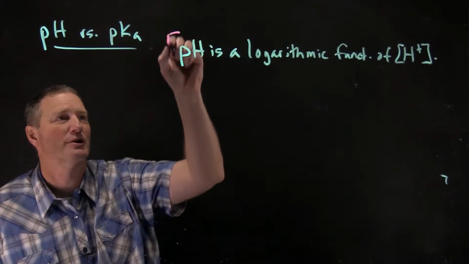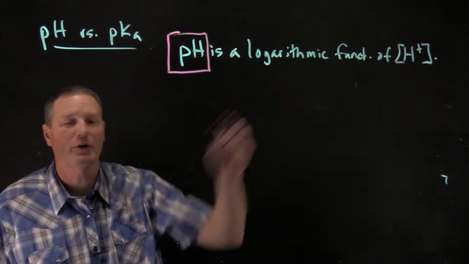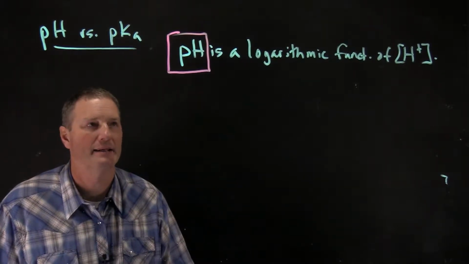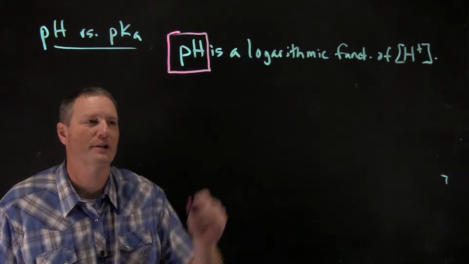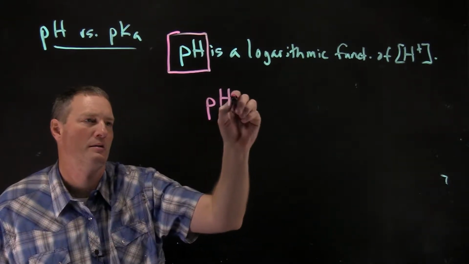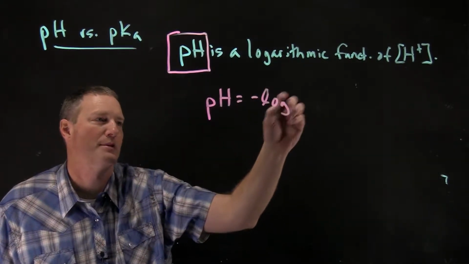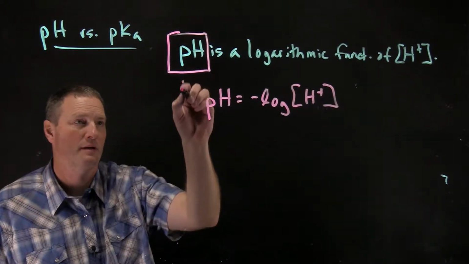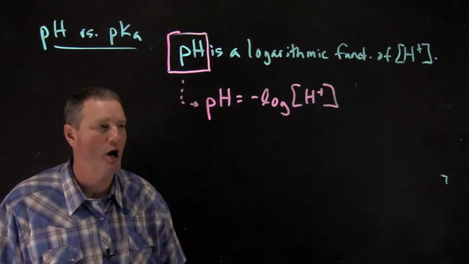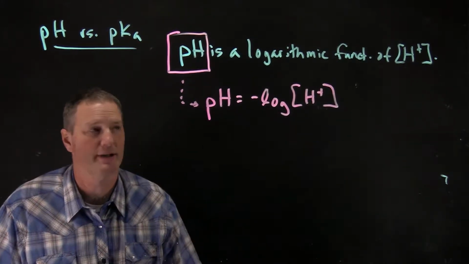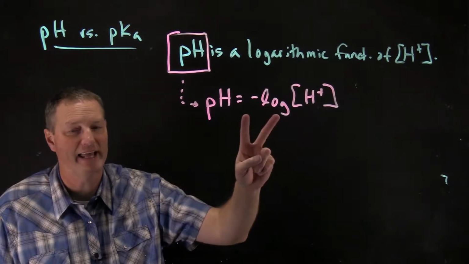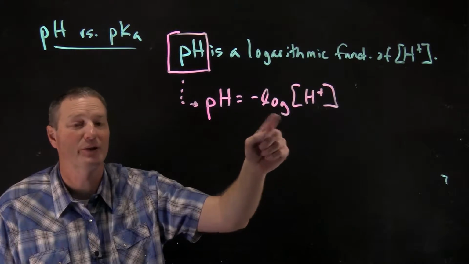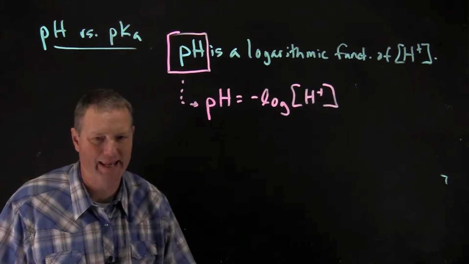So pH is a logarithmic function of the concentration of H+ in a solution. And you can define pH by a very simple equation, an equation you've probably seen before. pH equals the negative log of the H+ concentration. Now this is log base 10, so this is a 10-fold difference when you're talking about pH units. This is log, not natural log, which is ln.